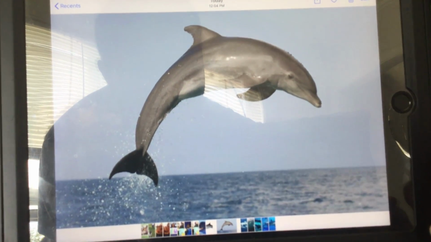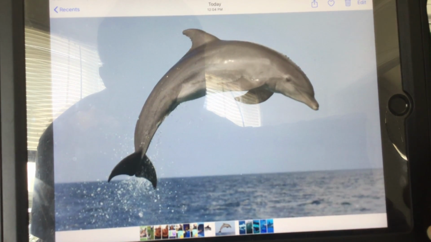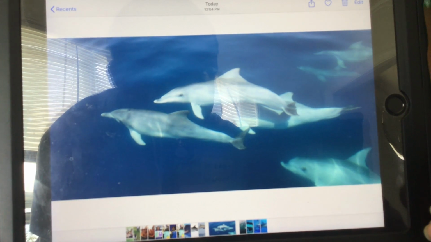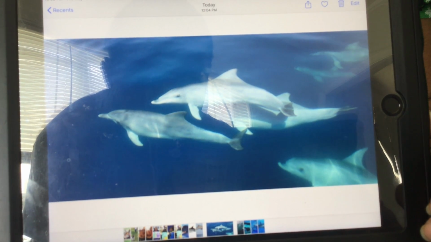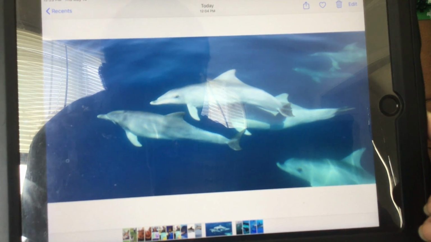And then there's a picture of a dolphin jumping high in the air from the water. And then there's a picture of the dolphin swimming with his friends in his pod.